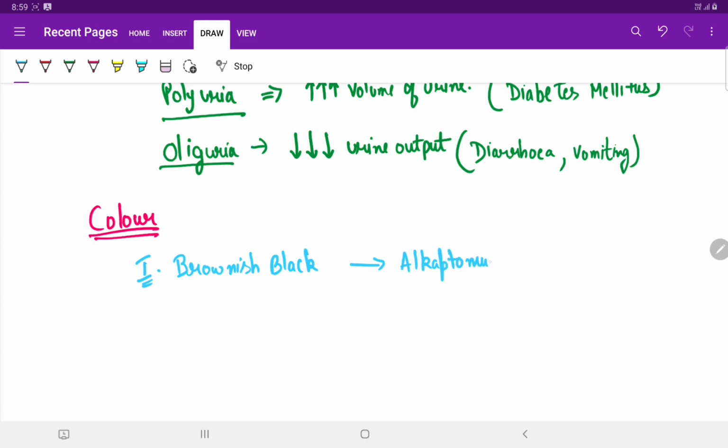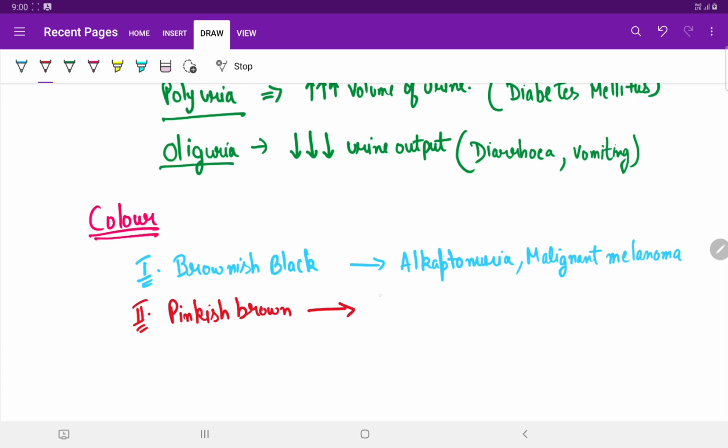alkaptonuria or malignant melanoma. It is an indicator for malignant melanoma. Second one: if the color changes to pinkish brown on standing, it is an indicative parameter for hemolytic anemia.